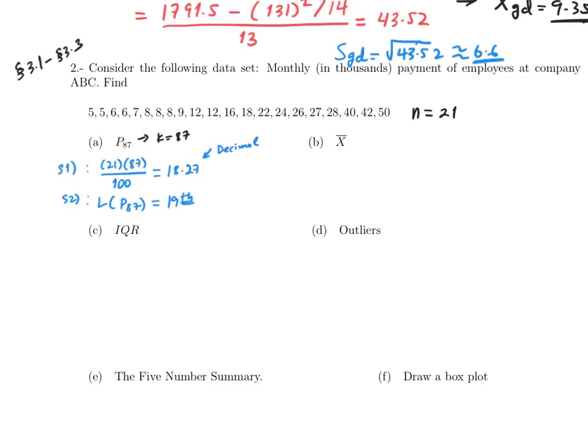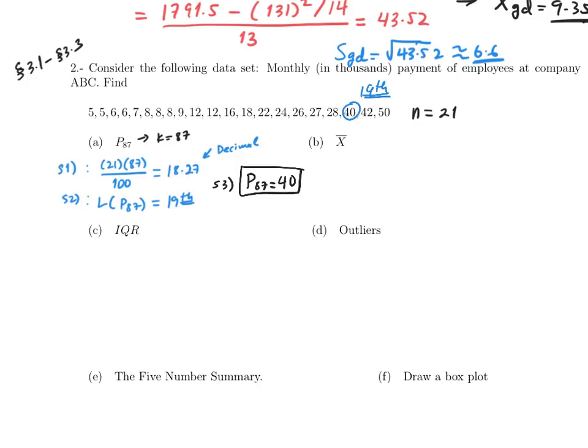Now, which one is the 19th location? You start counting from here. This is 1, 2, 3, 4, 5, 6, 7, 8, 9, 10. So you keep counting. Eventually, you'll get there. And the 19th location happens to be this, so you can check. So therefore, that means for step 3, P87 is equal to the number 40. And that's it.